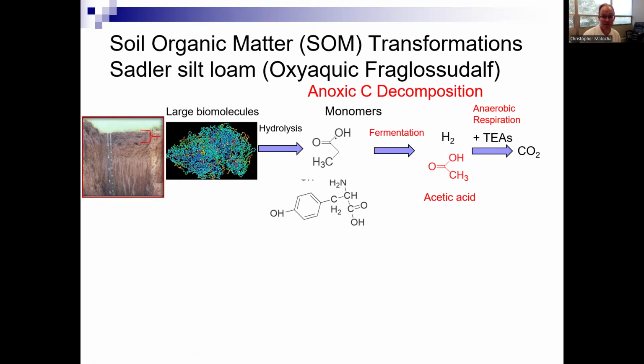And the model here, the paradigm, is that large biomolecules undergo hydrolysis to monomers. But what then occurs is these monomers then undergo fermentation processes, producing low molecular weight substrates, fermentation products such as acetic acid here, CH3COOH, and hydrogen would be another example. These fermentation products react with native terminal electron acceptors in a process called anaerobic respiration to produce then CO2.